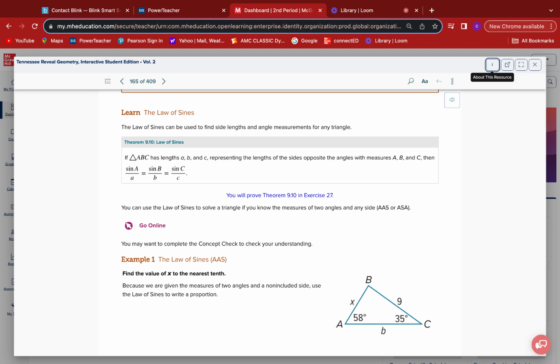So if you have angle A, you would put it in for capital A, and its opposite side a would go at the bottom. If you had angle B, then that would replace the big B, and if you had its opposite side, it would go in the bottom. Then you cross multiply and solve.